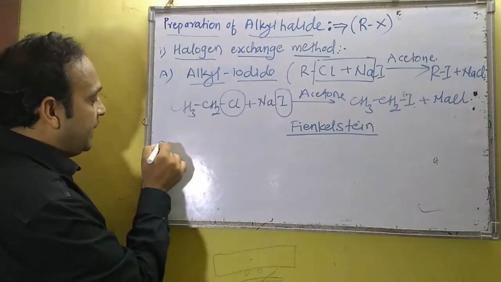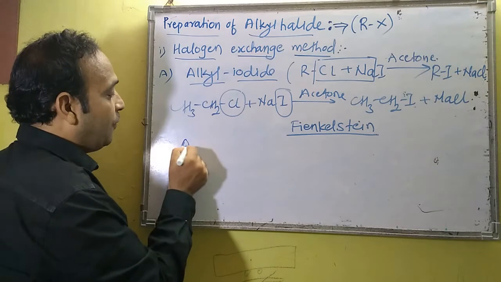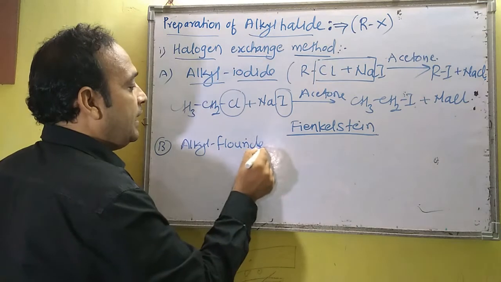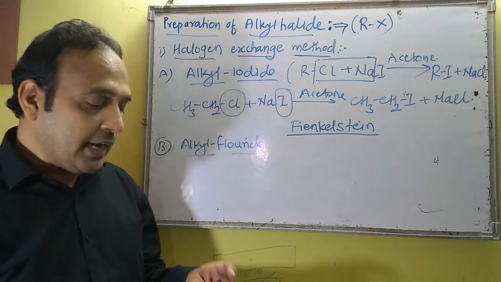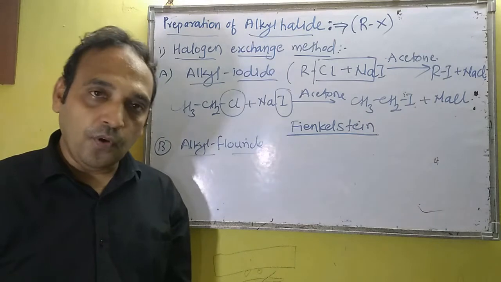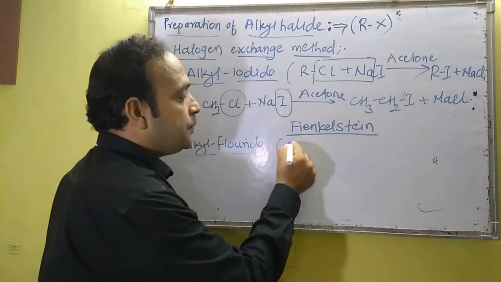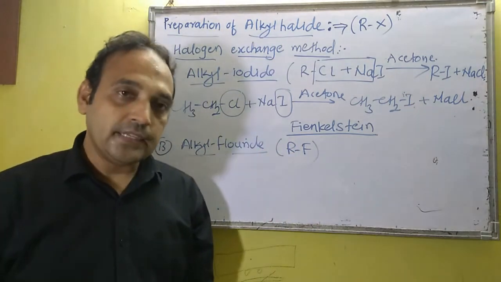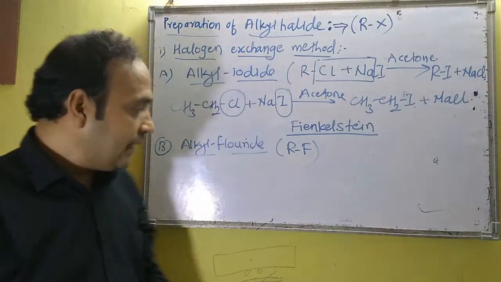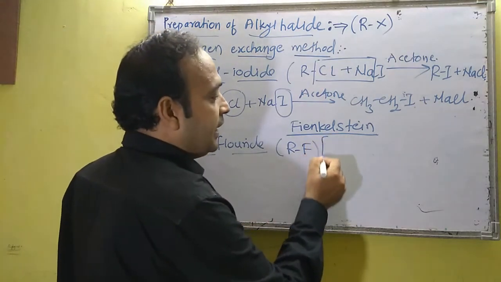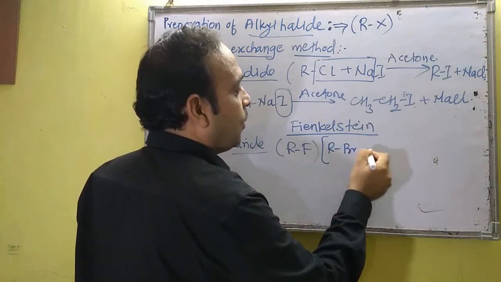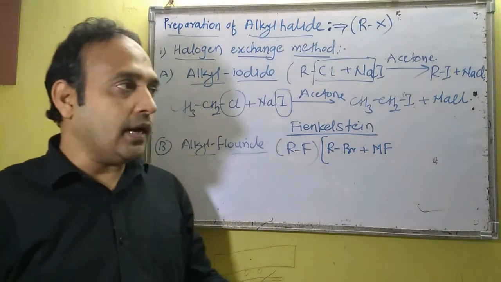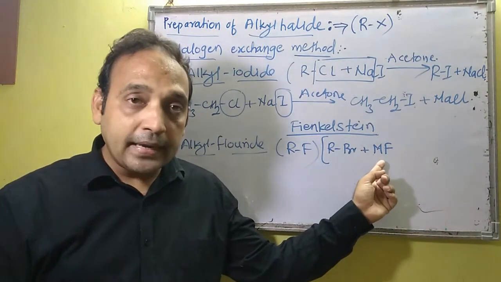Now my second method, to form alkyl fluoride. In the first case we have studied preparation of alkyl iodide. Now in the second case we will cover the preparation of alkyl fluoride. Alkyl fluoride is represented as RF. R means alkyl group, F means halide. Either alkyl chloride or alkyl bromide reacts with metal fluoride.